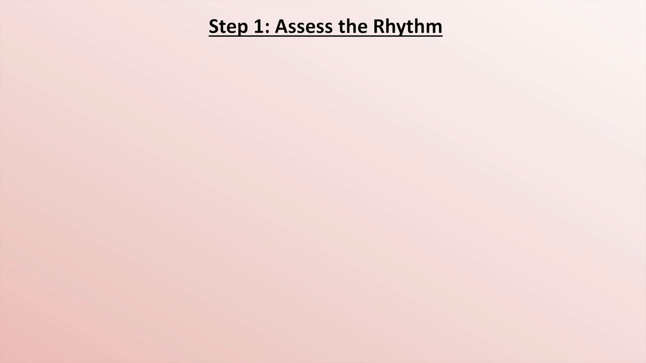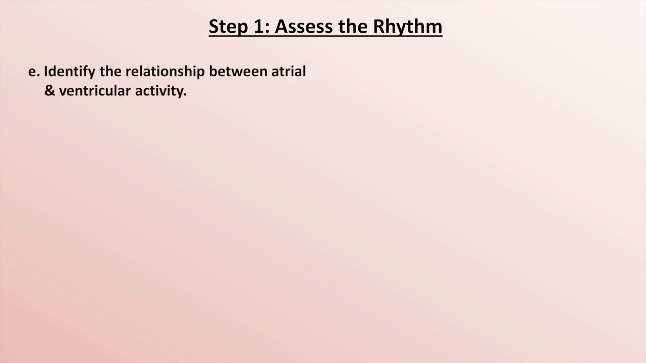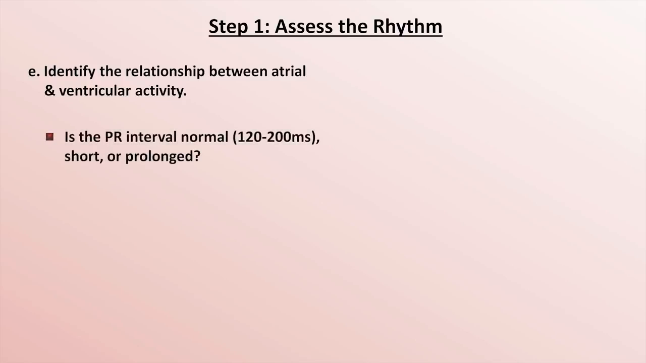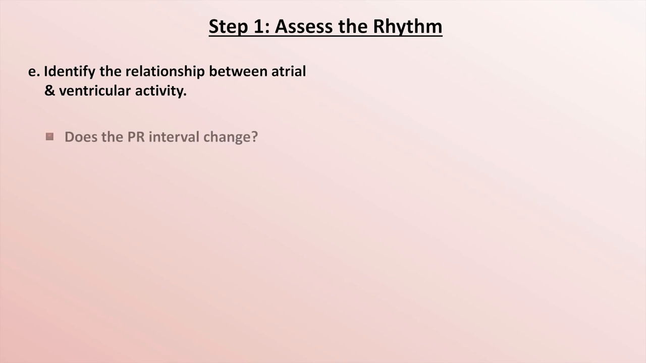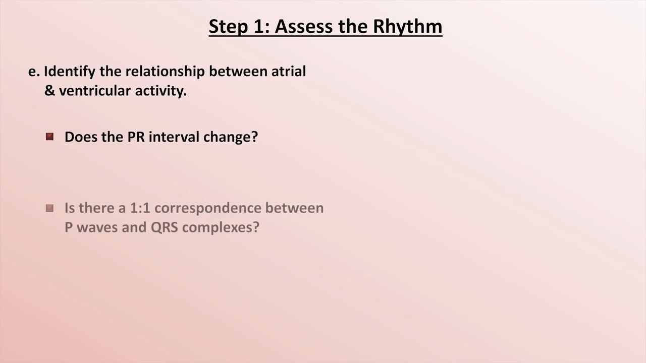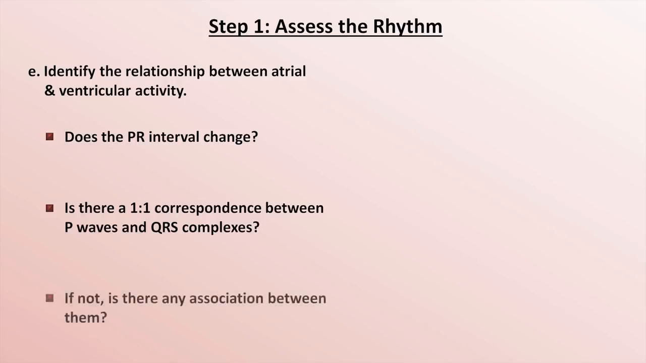The final part of the assessment of the rhythm is to identify the relationship between atrial and ventricular activity. For example, is the PR interval normal at between 120 and 200 milliseconds? Is it short, or is it prolonged? A PR interval that is consistently above 200 milliseconds is indicative of first-degree AV block by definition. Also look to see if the PR interval changes and if there is a one-to-one correspondence between P waves and QRS complexes. And if there is not a one-to-one correspondence, if there is any association between the two at all.